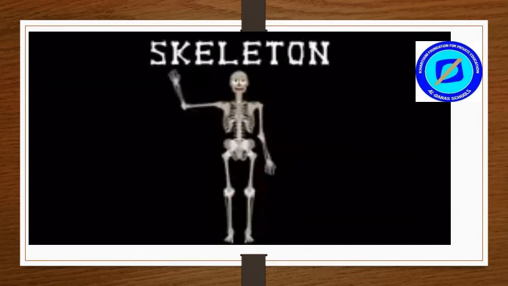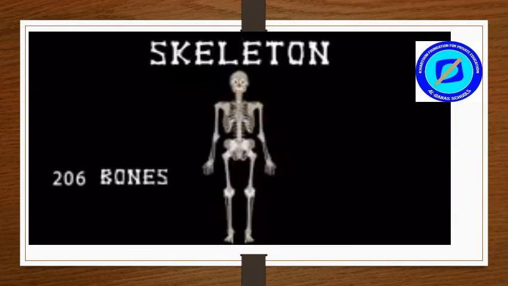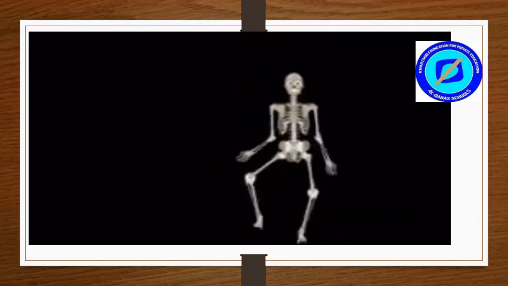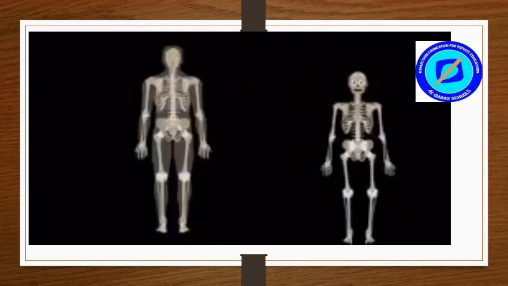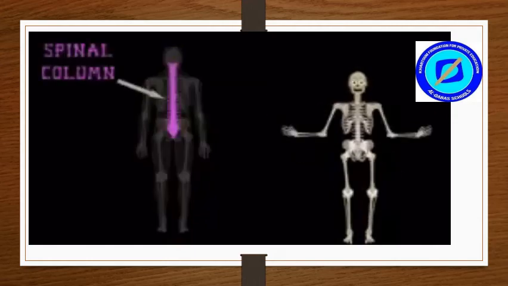Hello, I'm your skeleton. As you can plainly see, here's some of the 206 bones in the human body. Let's move to the posterior or the backside of you. First thing you'll notice is the spinal column. I'll break that down too.